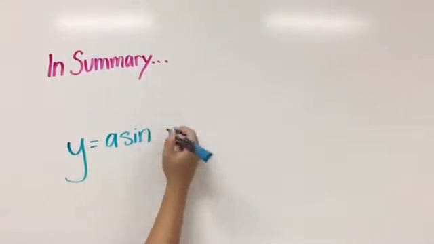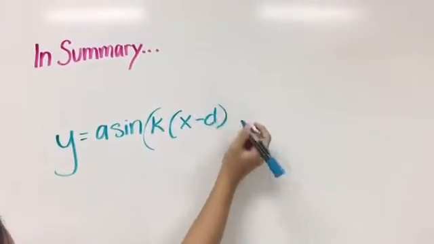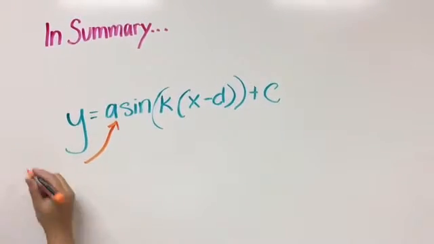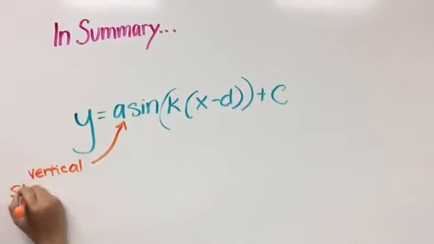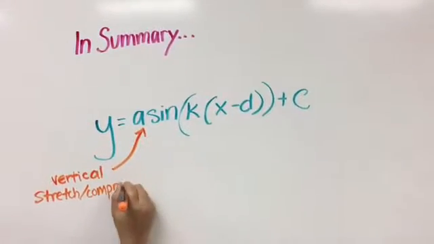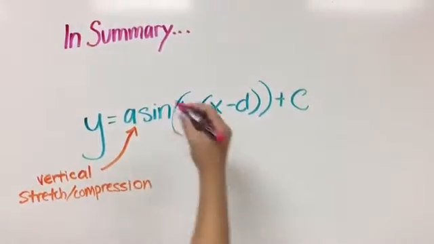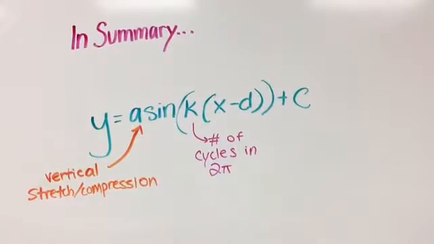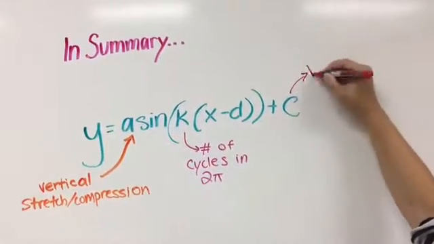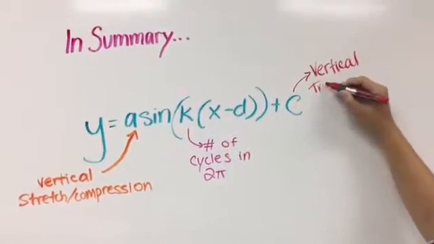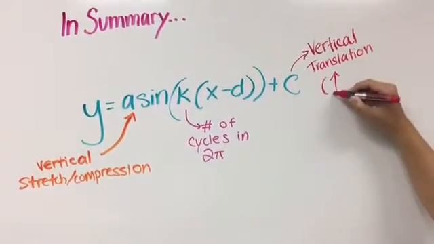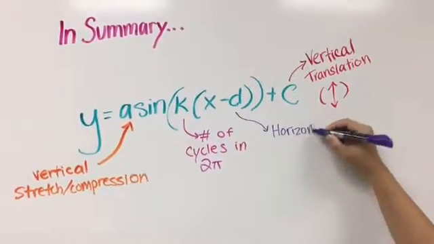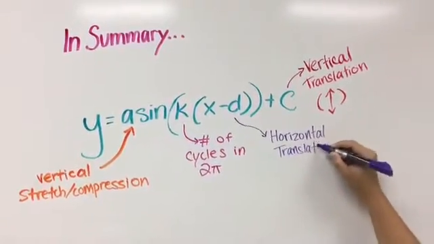In summary, all of this can be summed up in the equation y equals a sine of k times x minus d plus c. The a value affects the vertical compression or stretch, changing the amplitude of the function. The k value is the number of cycles in 2 pi, which is the horizontal stretches and compressions. C is the vertical shift or translation, which moves the function up or down. Finally, the d value is the horizontal translation, which moves the whole function left or right.